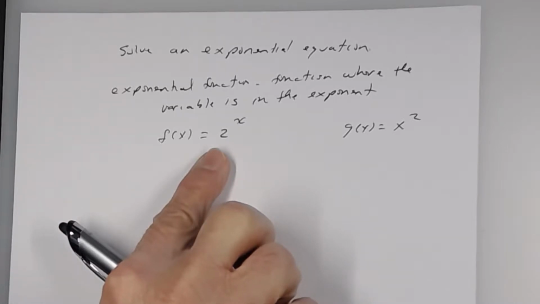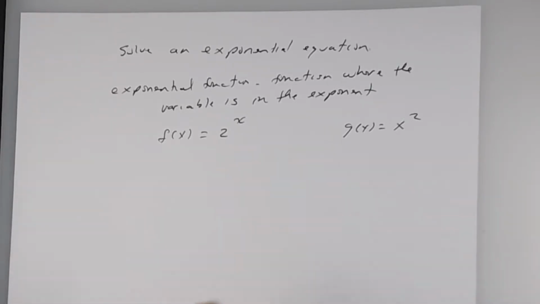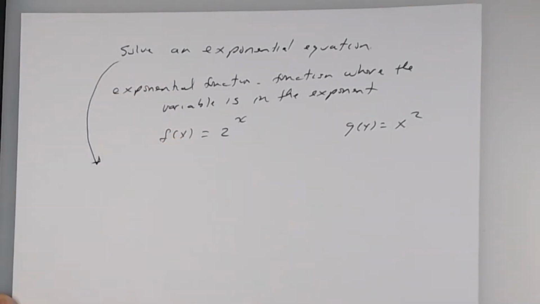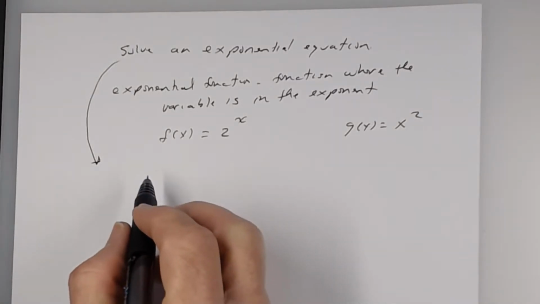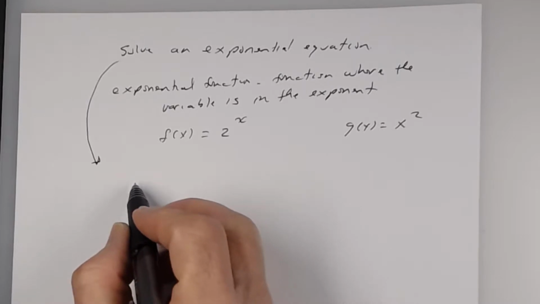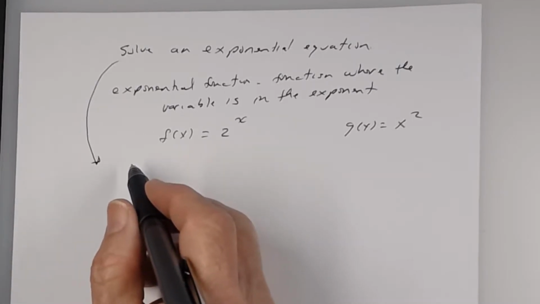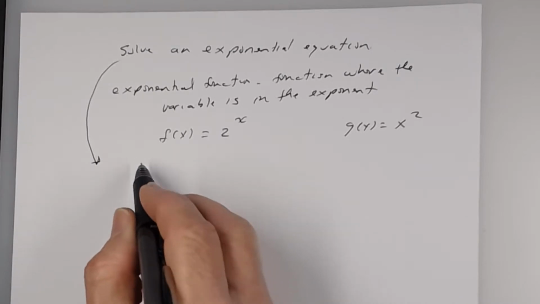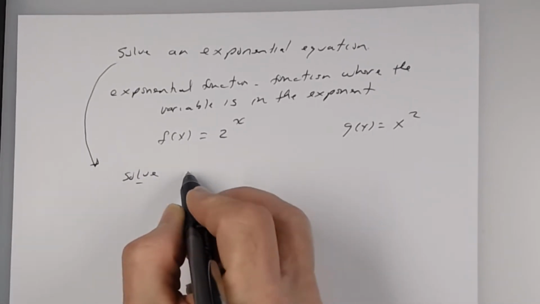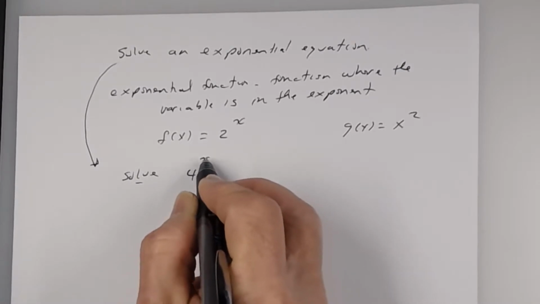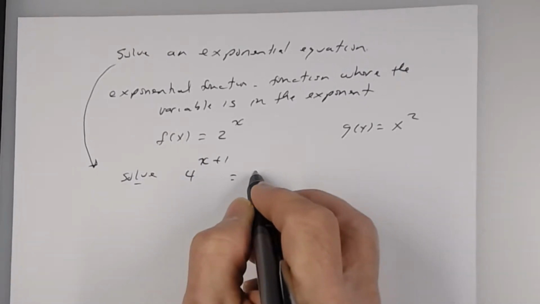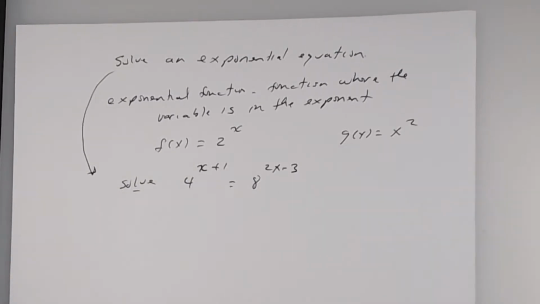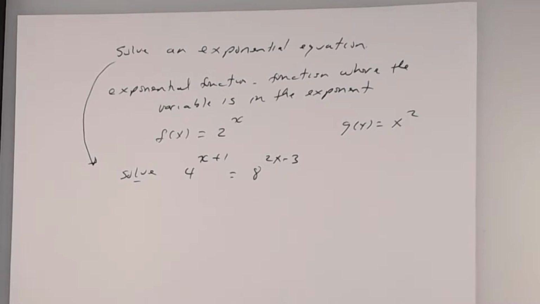Now here's what you have to do for your test that's coming up. And listen carefully. You have to solve an exponential equation. Here's an example of an exponential equation, and we're going to come back and solve it in a little while. On your test, you have to be able to do something like this. Solve 4 to the x plus 1 equals 8 to the 2x minus 3. You have to be able to solve that. It isn't hard. Not hard at all.